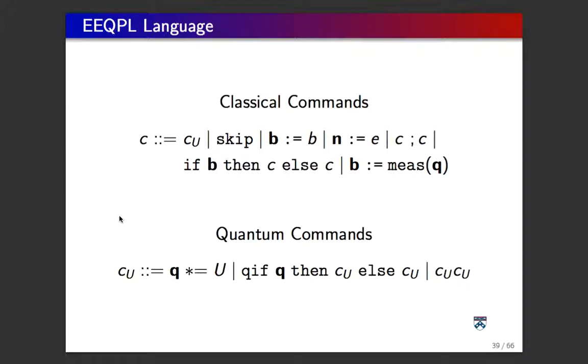So the classical commands you should all be familiar with. The interesting added thing here is measurement. We can measure a qubit and put its output into B. And we also have quantum commands. And all of these can be thought of as simply applying a unitary matrix. Even the qwith can be represented as a simple unitary transformation.